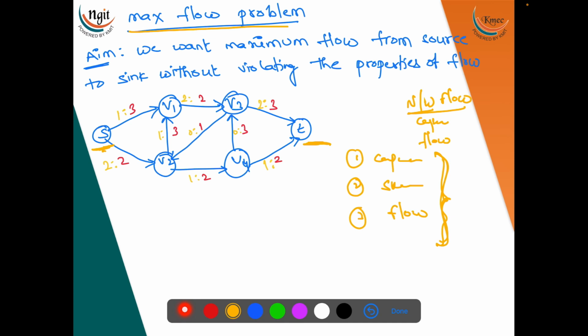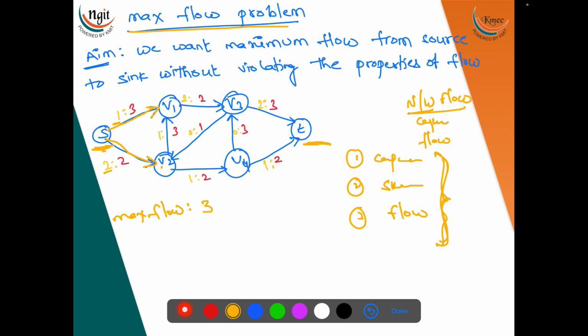To understand that, you have to look at the source. From the source, what is the outgoing flow? It goes from source to V1 and from source to V2. The flow is coming out from source to V1 and V2, and the flow value is 2 plus 1, which is 3. So the flow of this network is 3.